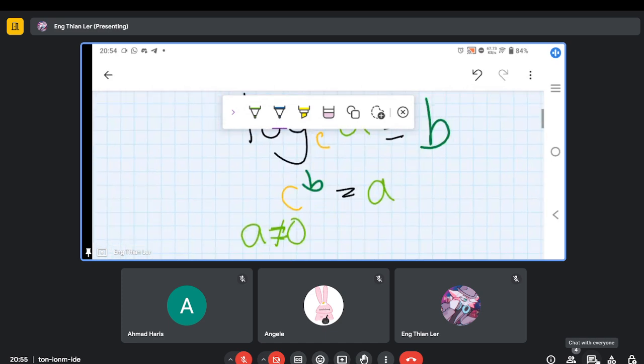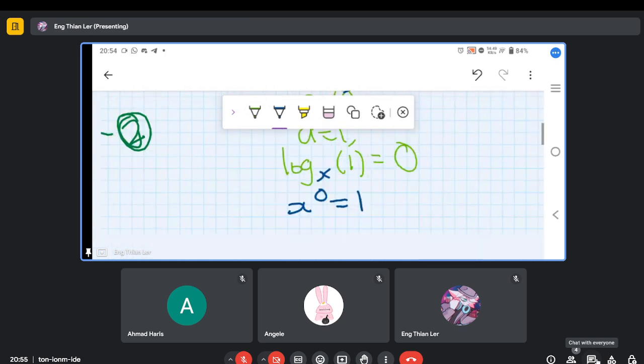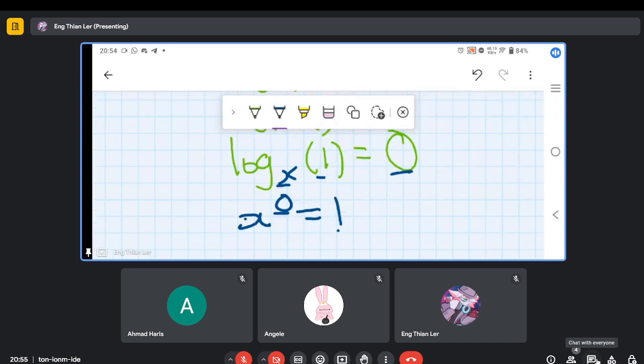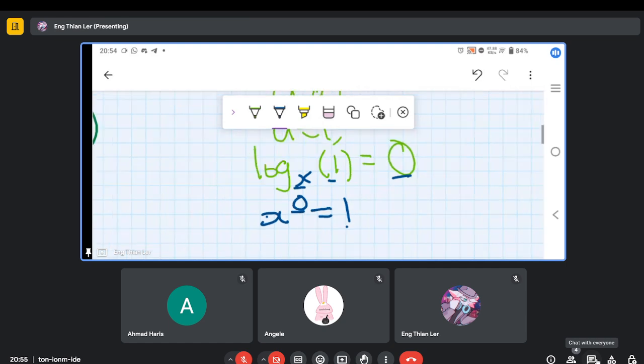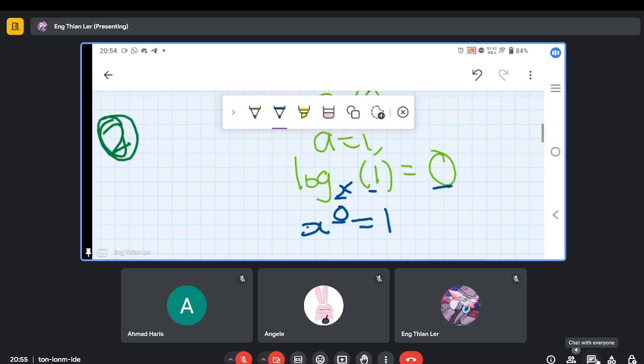Look, C to the power of B is A. So C is x, B is 0, A is 1. C to the power of B is A means that x to the power 0 is 1. We just proved that in the laws of indices. So the rules of log are actually pretty different. How so?